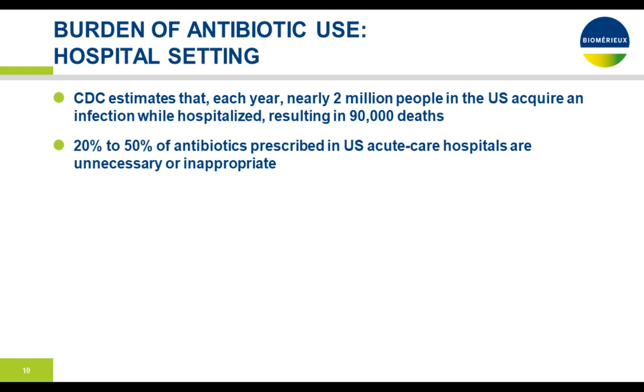The burden of antibiotic use in the hospital setting is not much better. In this country, the CDC estimates that 2 million patients will acquire an infection while hospitalized, resulting in 90,000 deaths. Worldwide, it's not much better, with an estimate of up to 700,000 deaths from a hospital-acquired multi-drug resistant organism. And studies have shown that 20 to 50% of antibiotics prescribed in U.S. acute care hospitals are unnecessary or inappropriate.